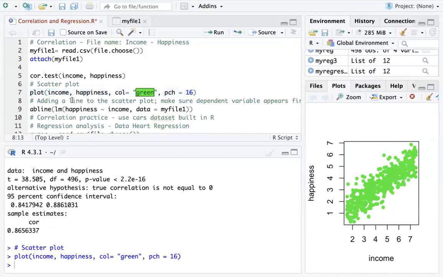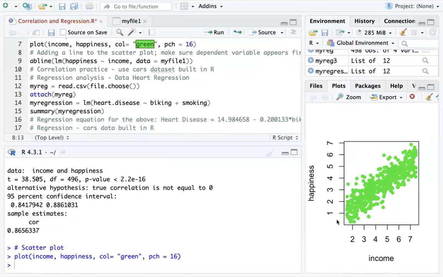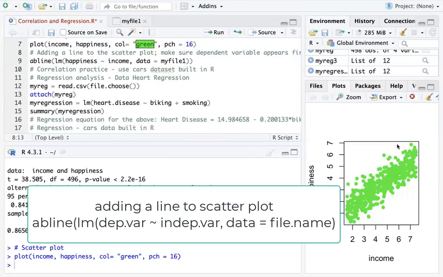Then the next thing is that sometimes we want to add a line here. We want to add a regression line. We want to see how this relationship unfolds. And for that purpose, I will use this command that's called abline, lm. lm stands for linear model.